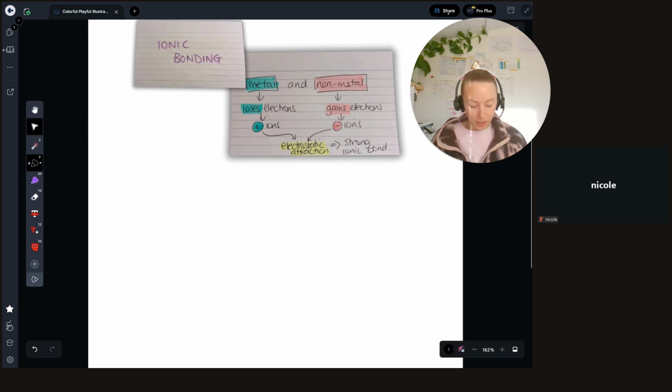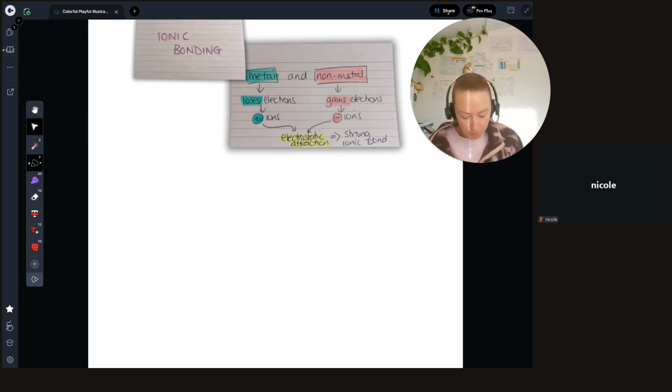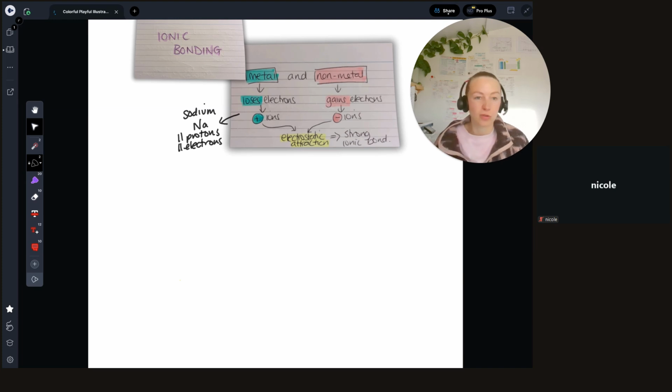So I'm going to give an example here. For our metal, we are going to use sodium. This is a really common example. Sodium is Na, and sodium has 11 protons and 11 electrons. We won't worry about the neutrons because we don't need that when we talk about ionic bonding. On this side we're going to have our non-metal. We're going to use chlorine, which is Cl, and chlorine has 17 electrons. That's going to be really useful for us.